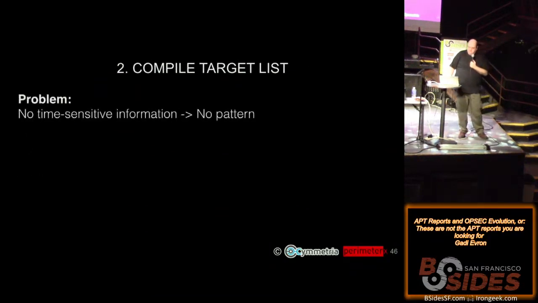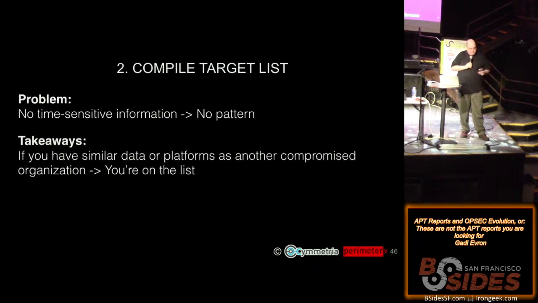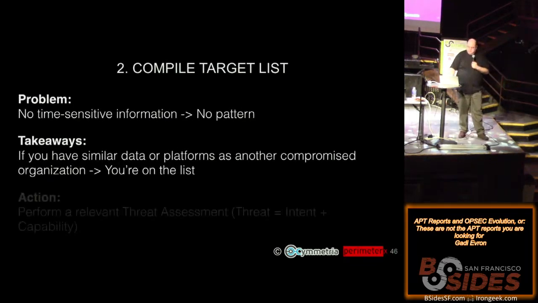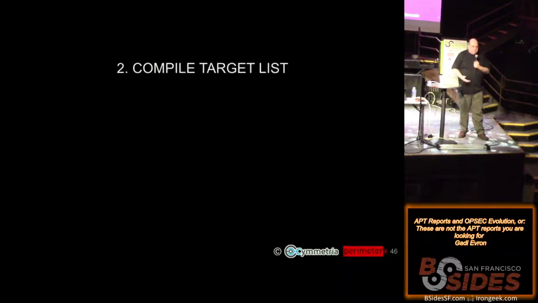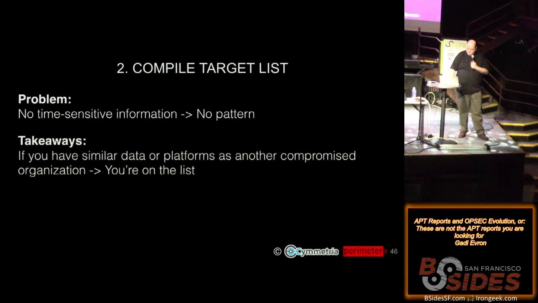Second, compile target list. Problem, there is no time-sensitive information out there. Reports take time, mostly. Meaning, no pattern. It's really hard to do pattern recognition. Now, the takeaway is, if you have similar data or platform at any organization, you can know you're on the list. And more than that, you can perform a threat assessment. Threat, for some, equals intent plus capability. Stay on top of it. See what's going on. If Target is getting hacked, and it's because of their point-of-sale systems, make sure your point-of-sale systems are secure.